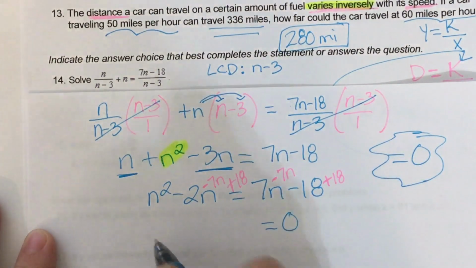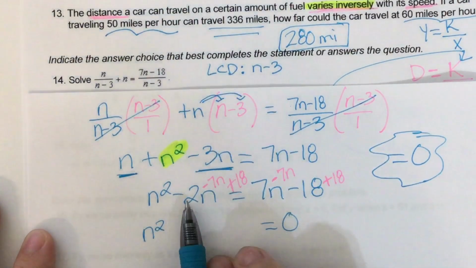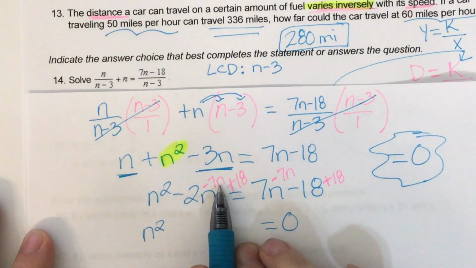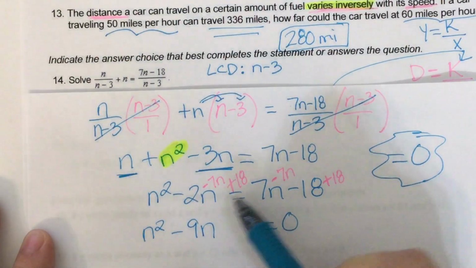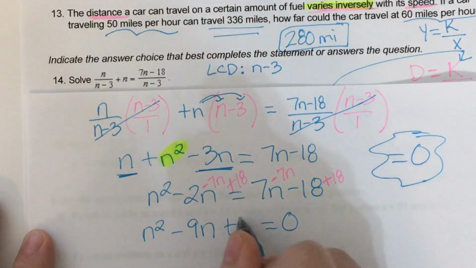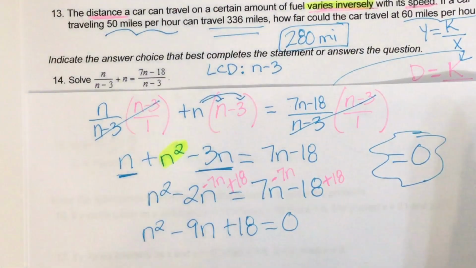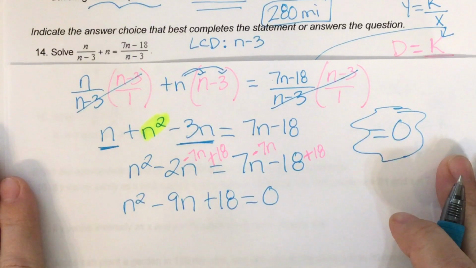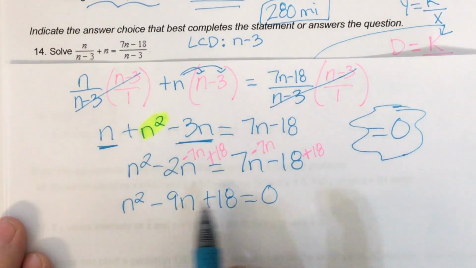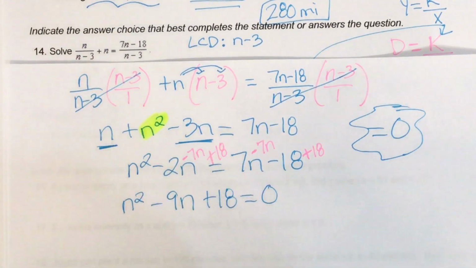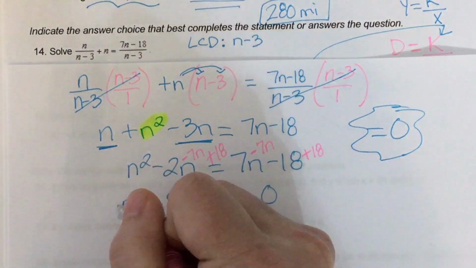On this side, my n squared comes down. Negative 2n minus 7n makes negative 9n. And then the plus 18 can just come down. Okay, so now I want to factor this if I can factor, and if I can't, then I will use quadratic formula. So there's no GCF, it's 3 terms, so I'm going to a times c rooftop, and it's another easy one.